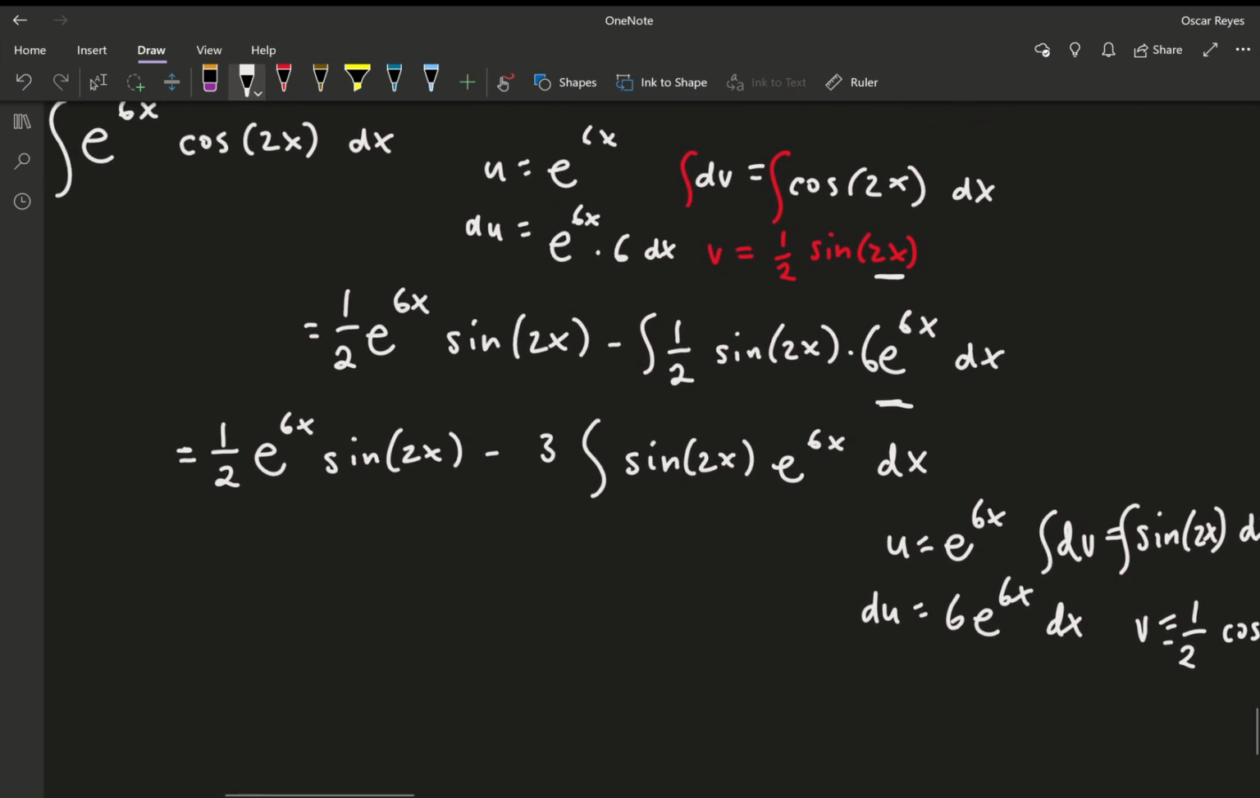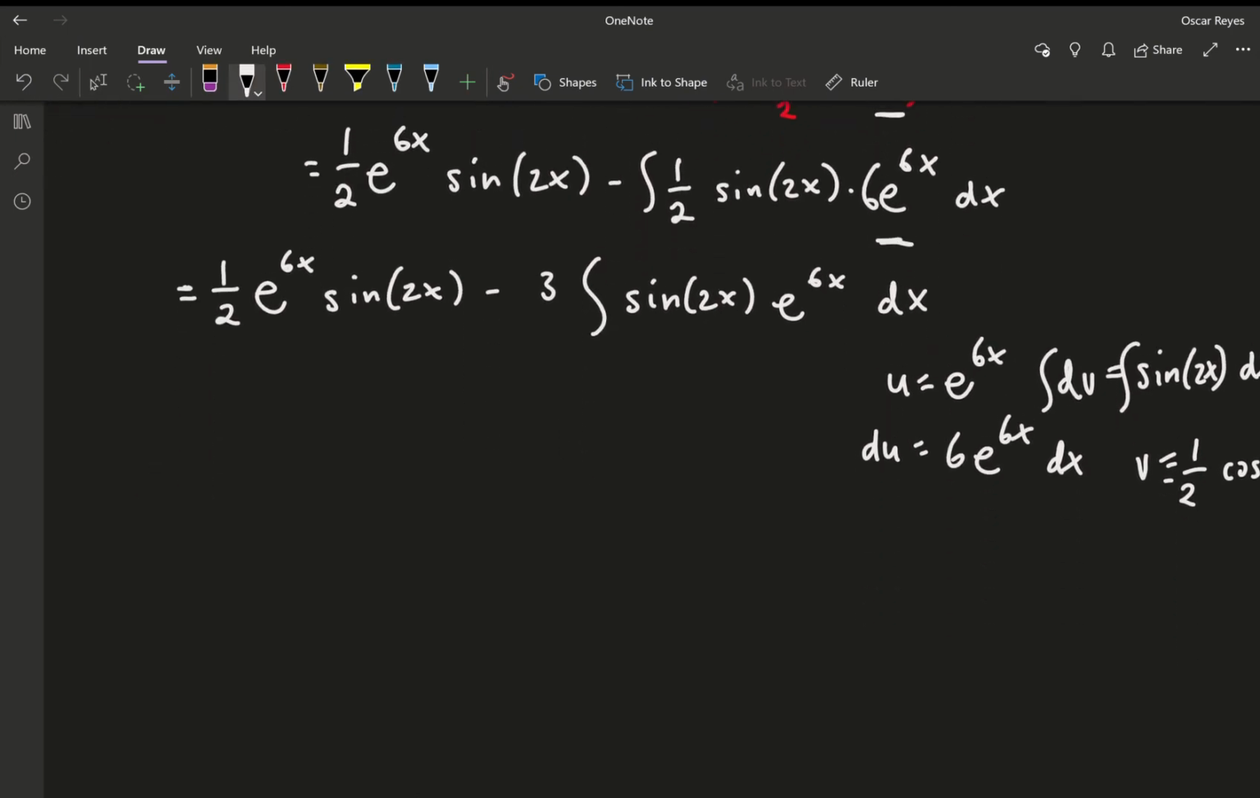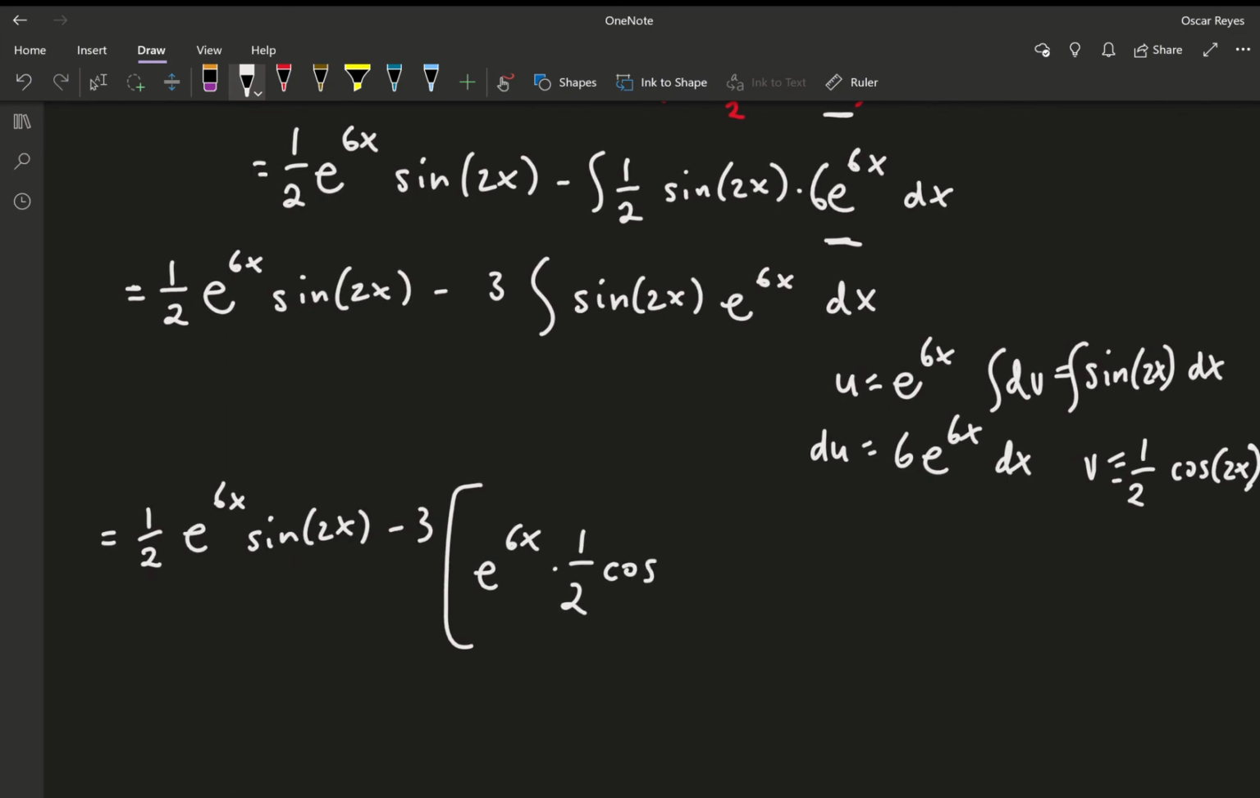So we're going to go ahead and plug that all back in. So then we have 1/2 e to the 6x sine of 2x minus 3. And now we're going to put that into a bracket, and we're going to have u, which is e to the 6x, times v, which is going to be times 1/2 cosine of 2x, minus the integral of v du, which is pull the 1/2 in front.